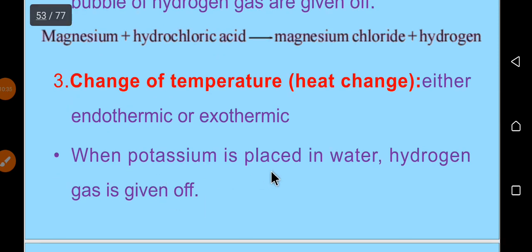When potassium is placed in water, hydrogen gas is given off.